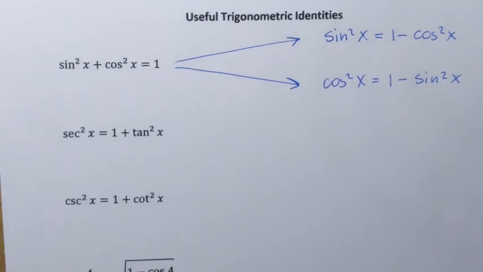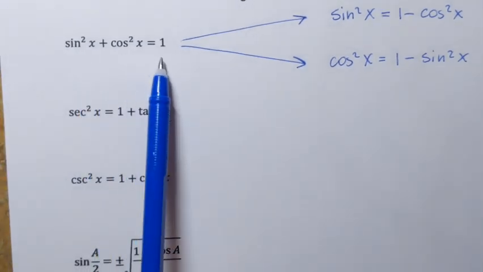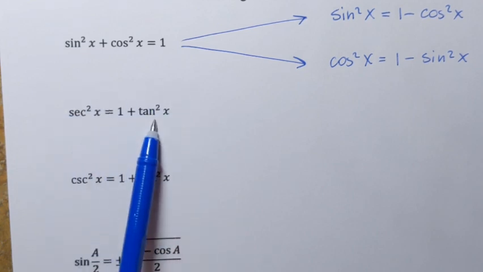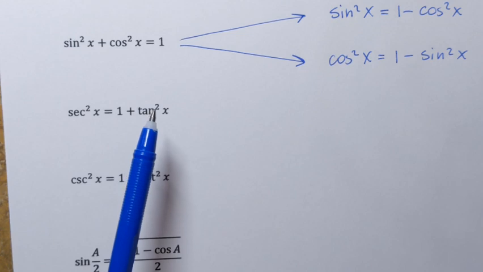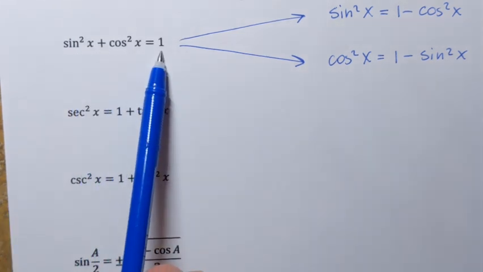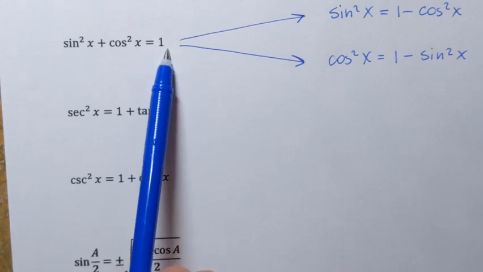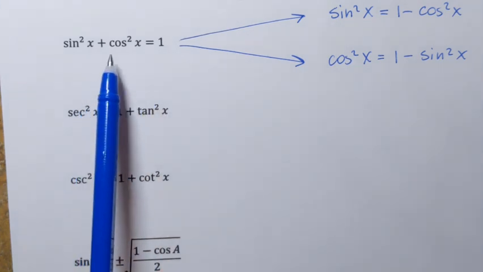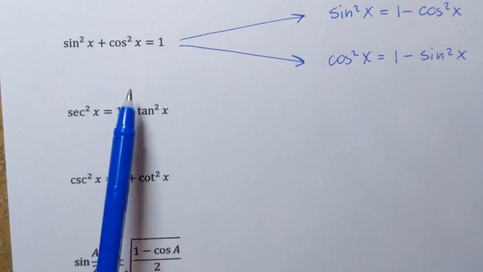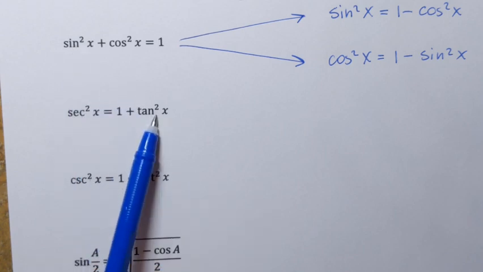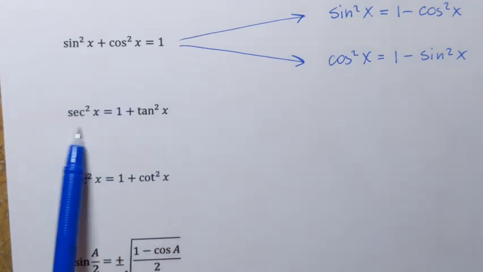Now what else? Now from that basic Pythagorean identity, we can obtain another identity that relates secant and tangent. Remember, we do it by dividing every term by cosine squared of x. So if I divide 1 by cosine squared of x, I'm gonna get secant squared of x. If I divide cosine squared of x by itself, it's 1. And if I divide sine squared of x by cosine squared of x, I get tangent squared of x. Well, that's how we get this identity.